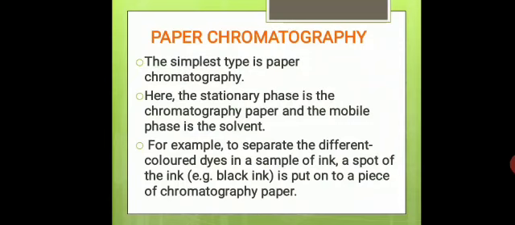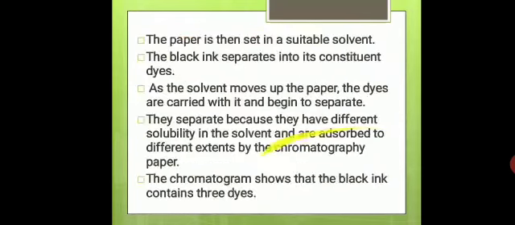Okay, now listen carefully. You have to take a chromatographic paper, draw a line just above the bottom of the paper, then in between you have to place a black color ink. It is a small spot, you have to keep it. Then the paper is inserted in the suitable solvent. What will happen? The black ink separates into its constituent dyes. So what are the constituent dyes of black ink? Red, yellow and blue.